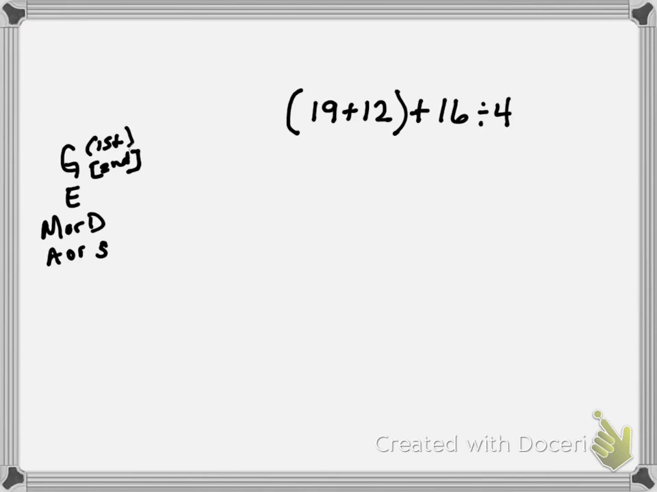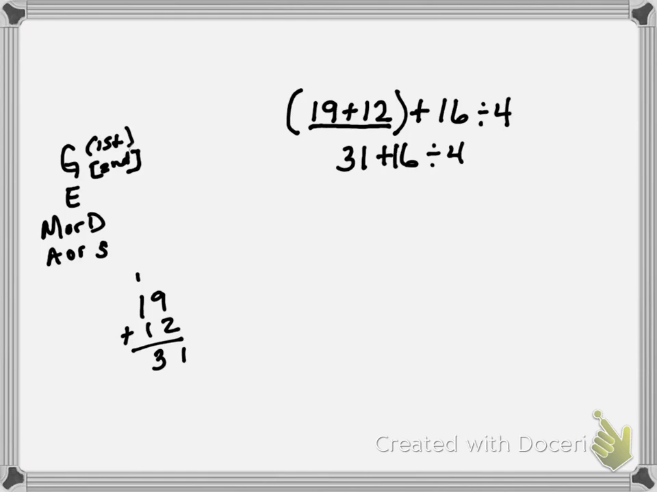Okay, so let's begin with a simple expression that needs to be simplified or evaluated. We start with any grouping symbols. As you can see, we have parentheses with 19 plus 12 inside those parentheses, and this will be the first problem that I will be solving. And I always like to do little problems over there just to make sure I don't make any mistakes in my head with my math.